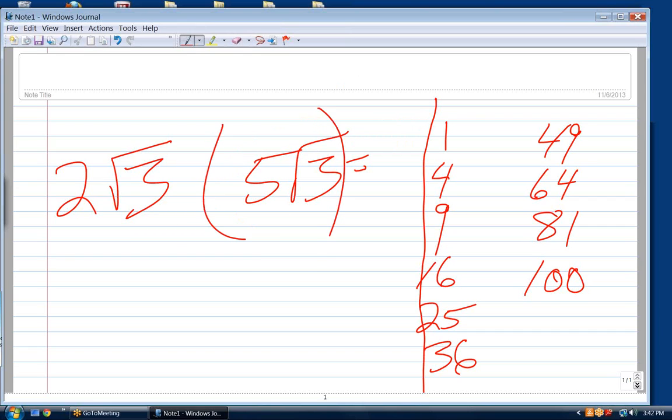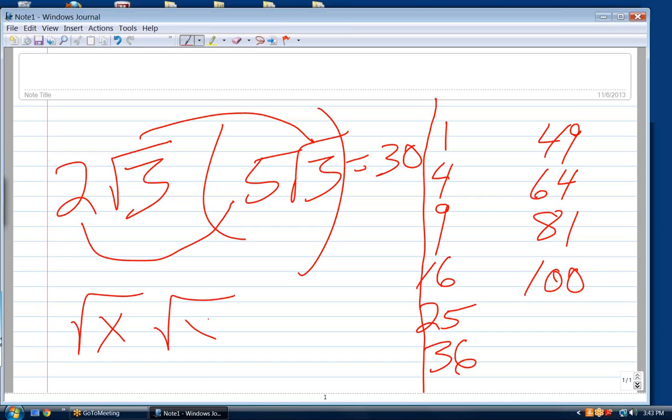What's the product of them? So you'd get 10 root 9, so 30? In other words, you multiply everything. You multiply that by that, and you multiply that by that, and then you take your result and multiply those two together. Remember that the root of anything times the root of the same thing is always equal to that.